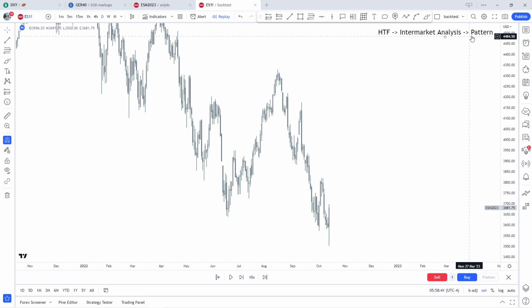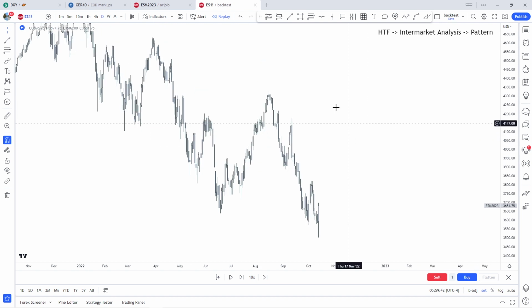Then the last thing is the pattern. The pattern should somewhat agree, but I think the pattern is of the least significance, because if the higher time frame agrees and intermarket analysis agrees, then price is going to do whatever it wants, no matter what the pattern is on the lower time frame. So let's dive right into it.